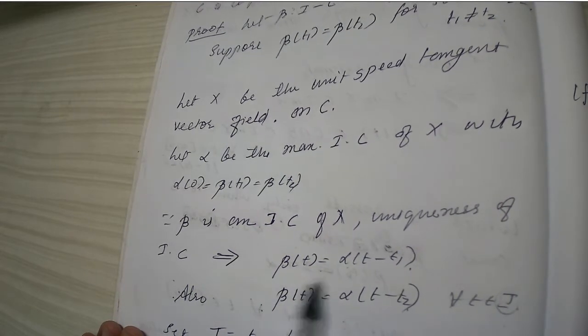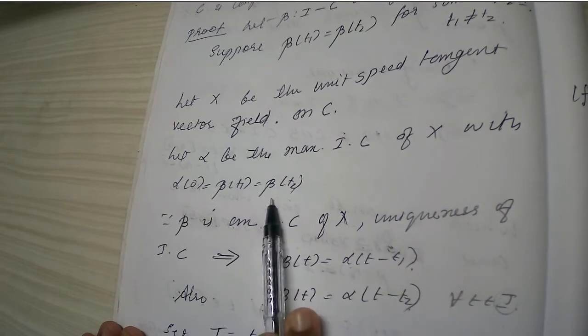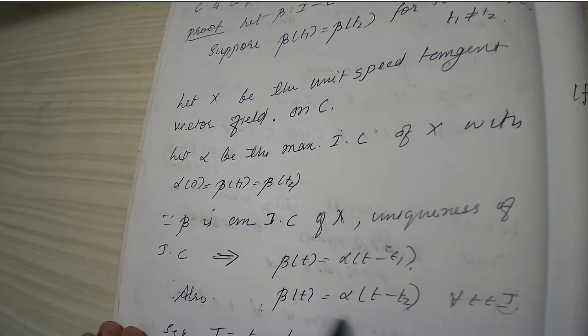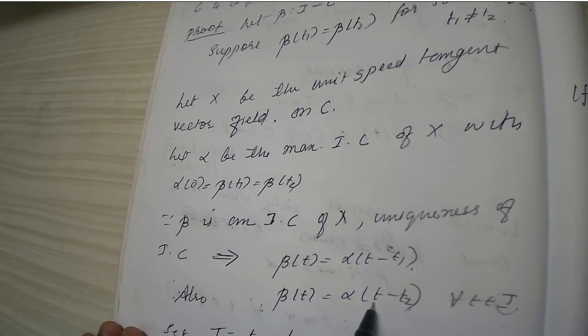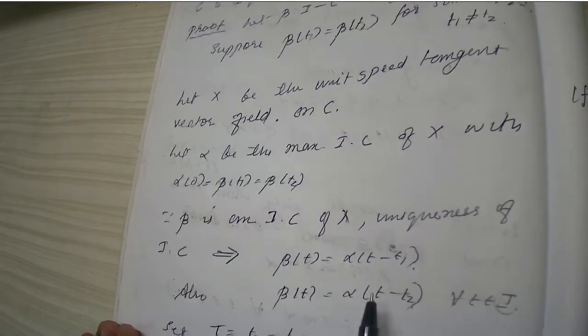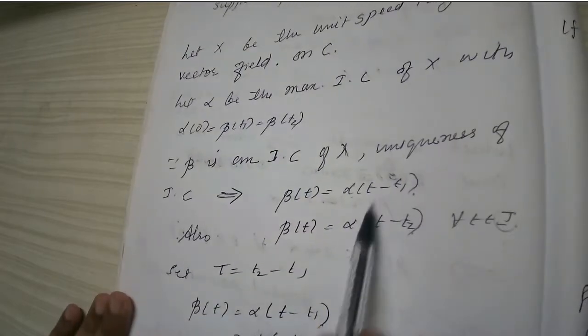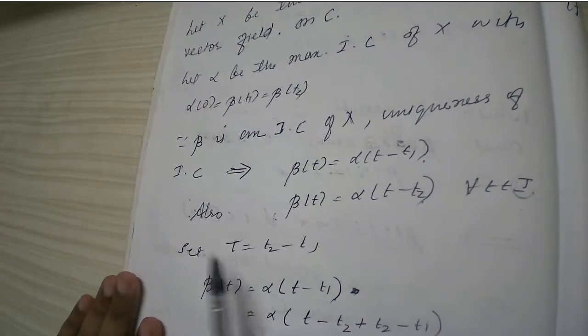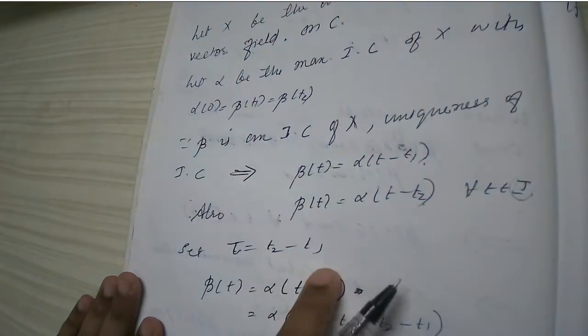So beta of T will be equal to this. Also we have beta of T2 equal to alpha of 0. So from that you can write beta of T equal to this. You can see when T equals T2, you will get alpha of 0 equal to beta of T2, so that is also true. From these two results, I am going to derive another result. Let me set tau equal to T2 minus T1.